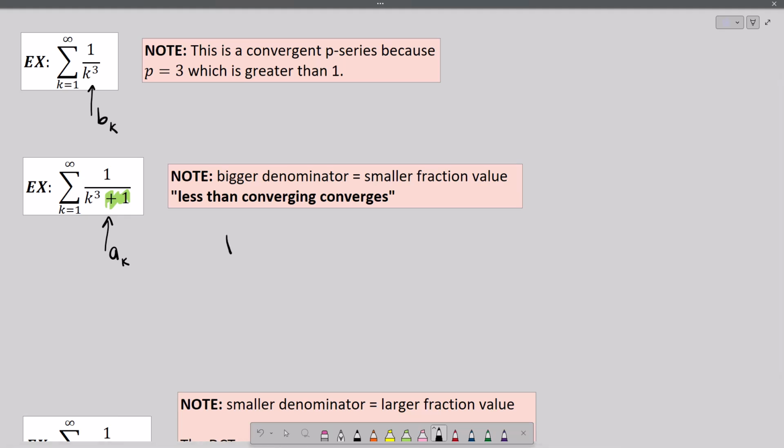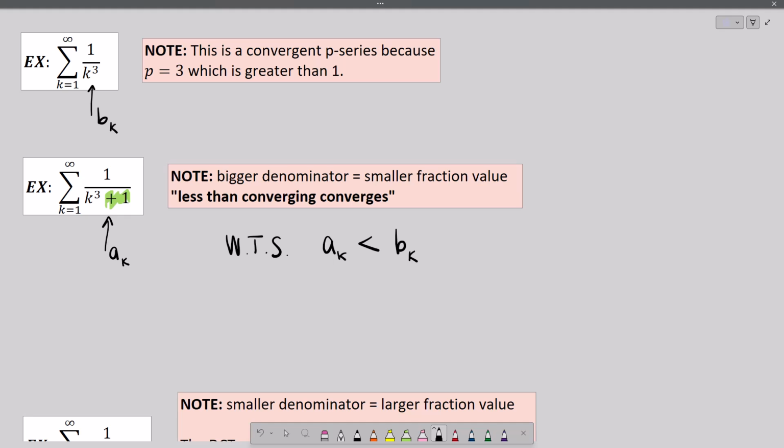So what we want to show, I'll use a WTS for want to show, we're going to want to show that our a sub k has what relationship to our b sub k? Less than. Because our b sub k series, our basic series, converges. So the one we're analyzing will also converge if it's smaller. So if we can show this is true, then we're done. Then we know the a sub k series converges also. So that's what we want to show.